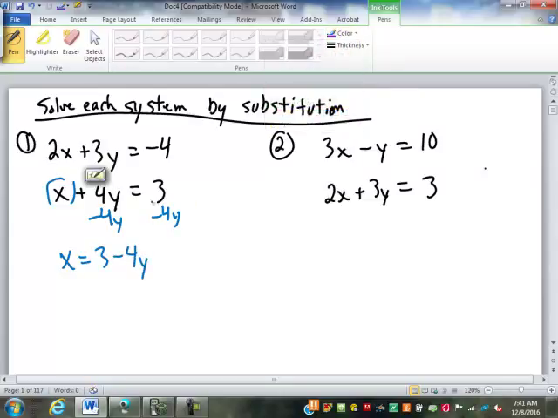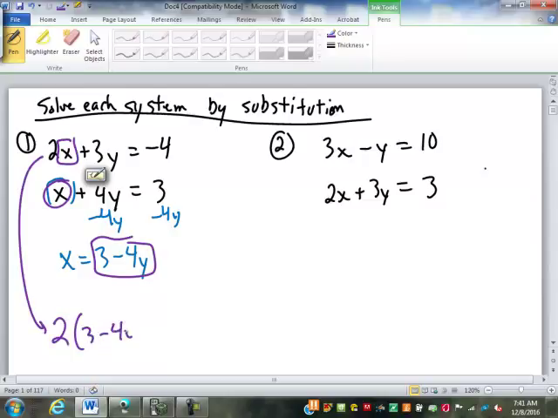So we've got that x equals 3 minus 4y. So this x also has to equal 3 minus 4y. So I'm going to take that equation and replace the x. So 2, instead of times x, it's going to be times 3 minus 4y, plus 3y equals negative 4. What's next?